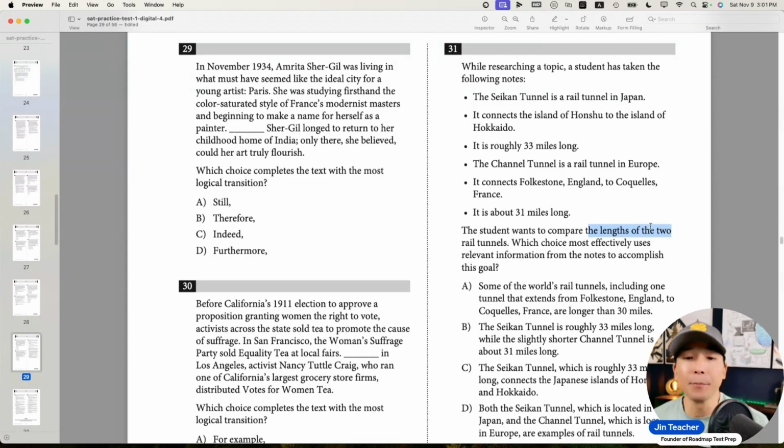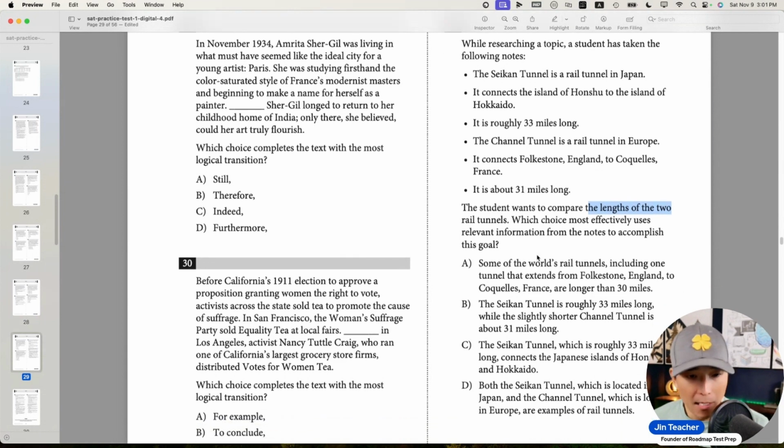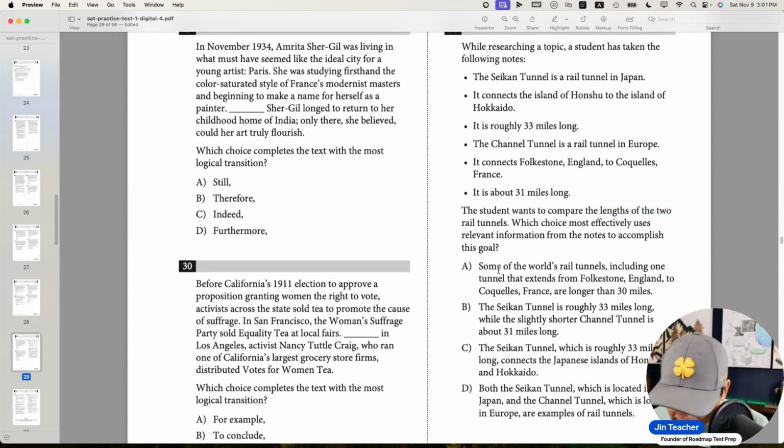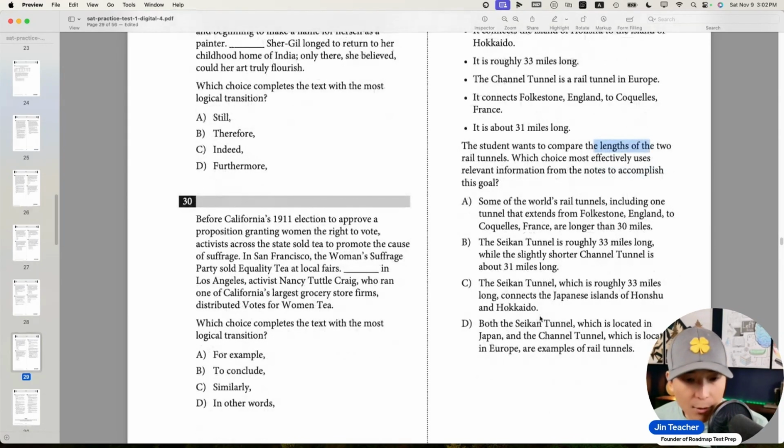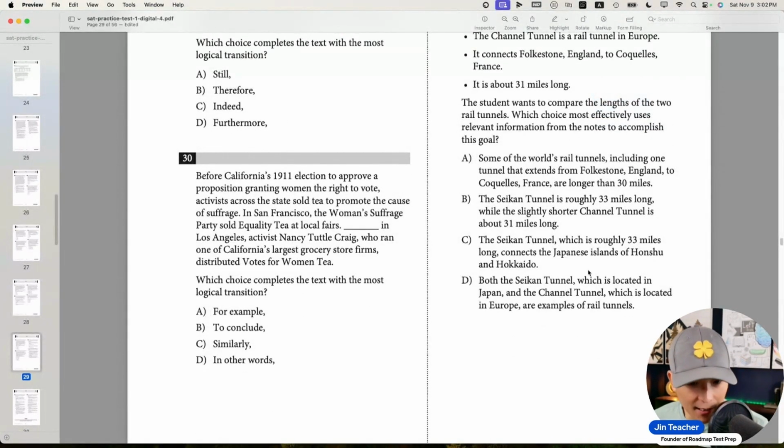The correct answer must do this and must be the one that does this the best. Okay, so A says some of the world's rail tunnels, including one tunnel that extends from England to France, are longer than 30 miles. Well, does it compare the lengths of two rail tunnels? No. If it compared the lengths of two rail tunnels, it'd actually have to tell you what the specific lengths of each tunnel is, right? So we know that it's not doing that.